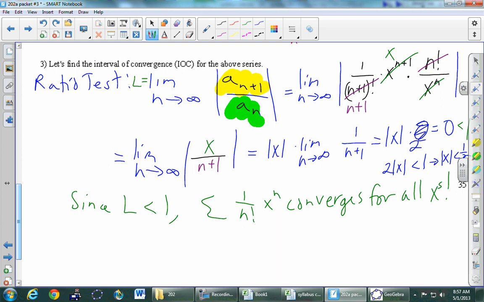But in this case, the question is, when is this inequality true? When is 0 less than 1? For what x's is 0 less than 1? It's true for every x. x could be anything. Even if x is 7 million, if you plug 7 million right here, this limit is still bringing the whole thing to 0, which is definitely less than 1. So no matter what x you pick, this series converges.